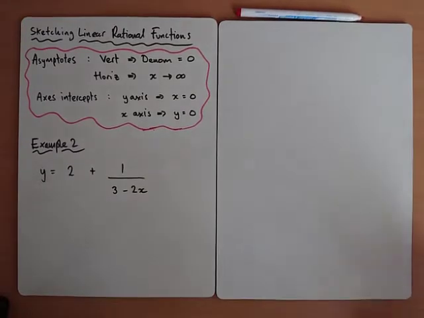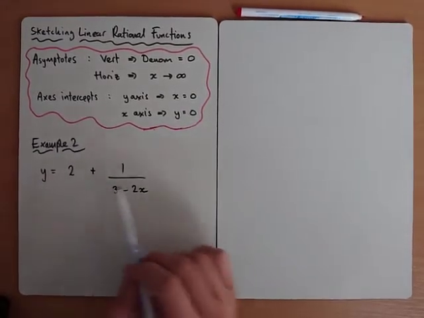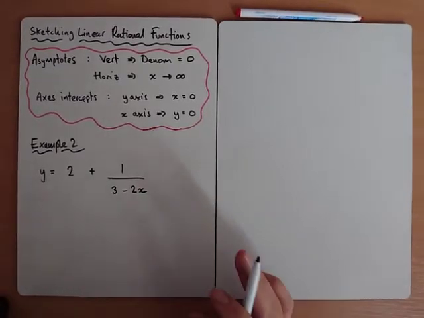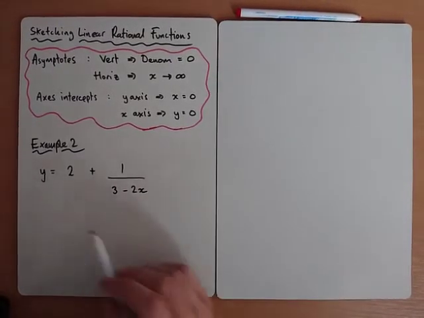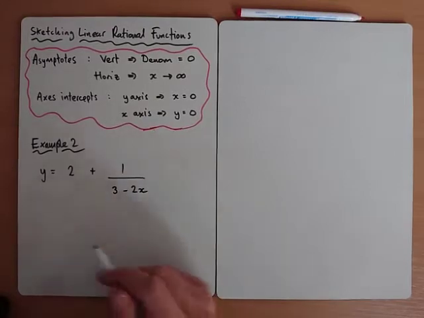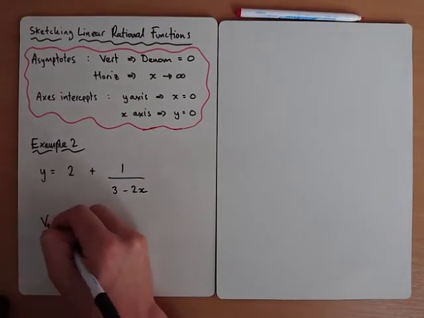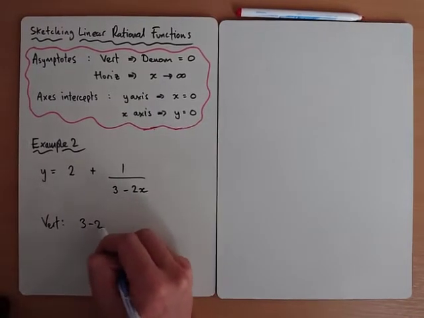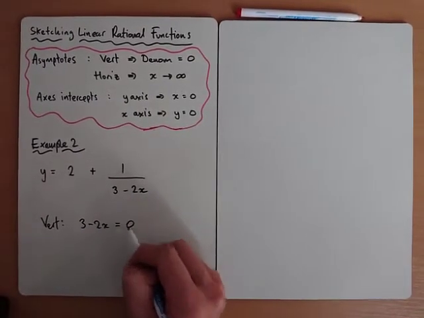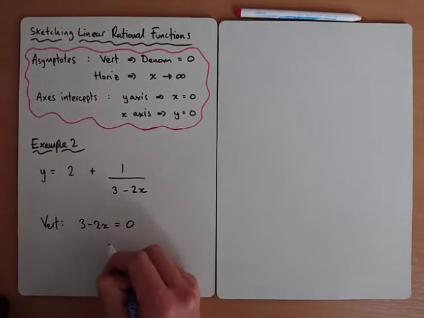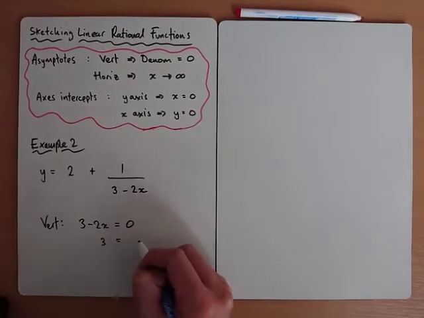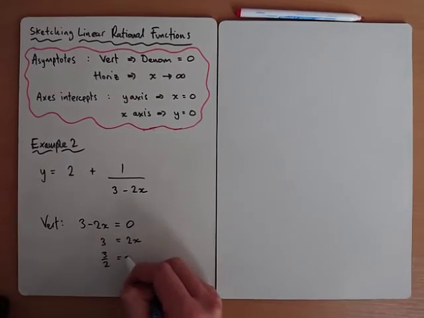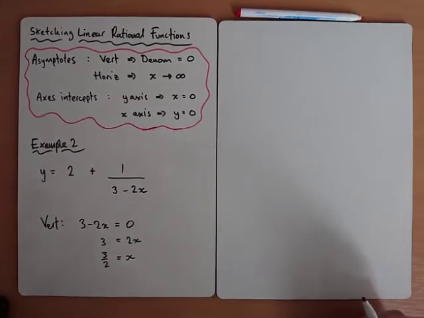Okay, it's a slightly more complicated one now because we've got two terms, and the denominator's got a little bit more going on. But don't panic, same process. So if you wanted to sketch this, vertical asymptote, denominator, so 3 minus 2x equals 0. And then if we rearrange this, just be careful as you rearrange. x would equal 3 over 2.